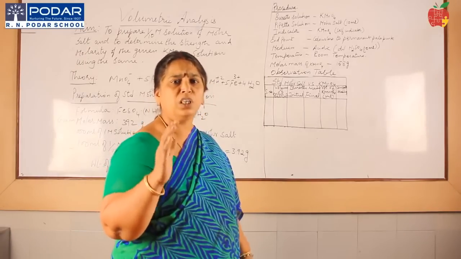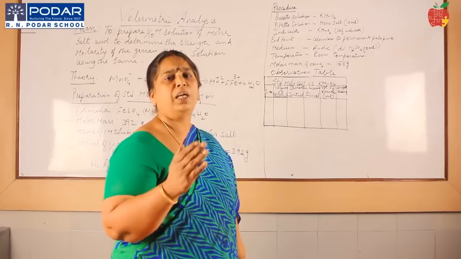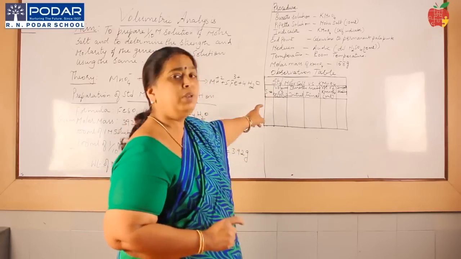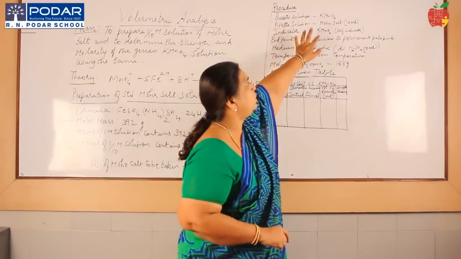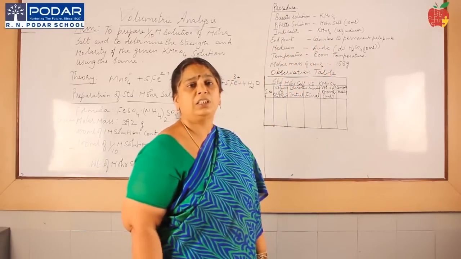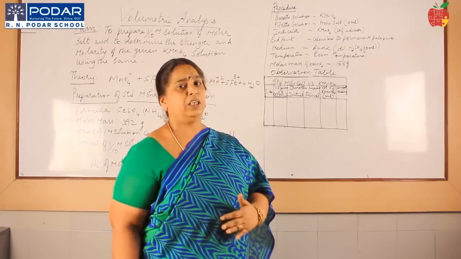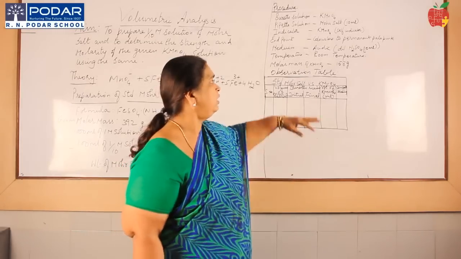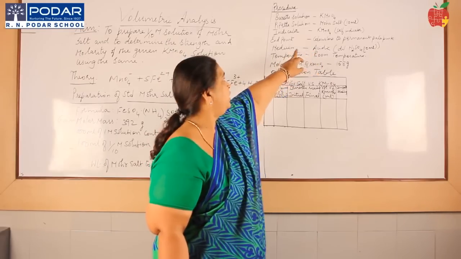In the standard flask, you are preparing the Mohr's salt, and that is your stock solution now. From that, every time you do the titration, you will remove 10 ml. So pipette solution, Mohr's salt, 10 ml. Indicator, what is the indicator being used here? Self indicator it is. KMnO4 itself is acting as the indicator, that is, the reagent itself is acting as the indicator. So I have given there as self indicator.